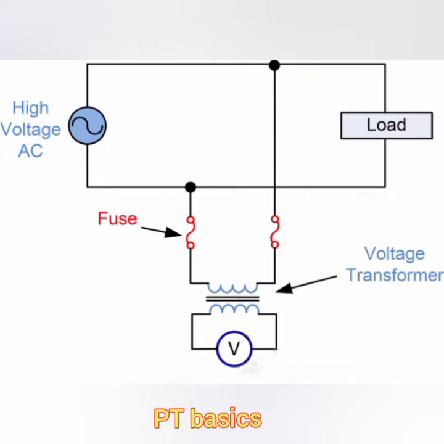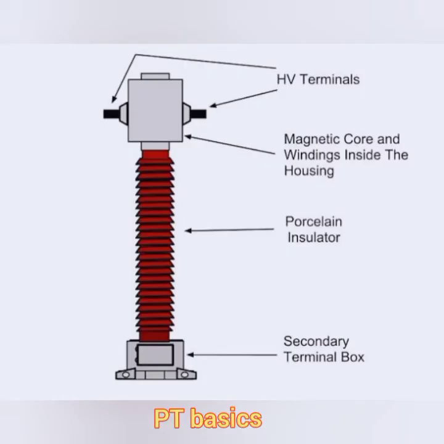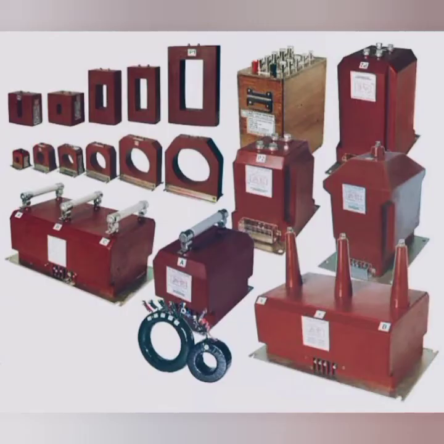As I said, the primary is your higher level of voltage and the secondary is your load side, where measuring equipment and the protection equipment are connected. This is the overview of your electromagnetic type of transformer. Normally the HV terminals will be at the top and the secondary box is your secondary terminals where relay and protection equipment are connected. These are some of the designs of your lower level voltage electromagnetic type of transformer.